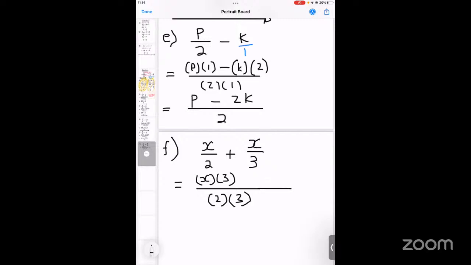You have 3 that you plus with x, and then you have 2 there. So that and that will be 3x, plus that and that will be 2x. And that you divide by that and that, which will be 6.